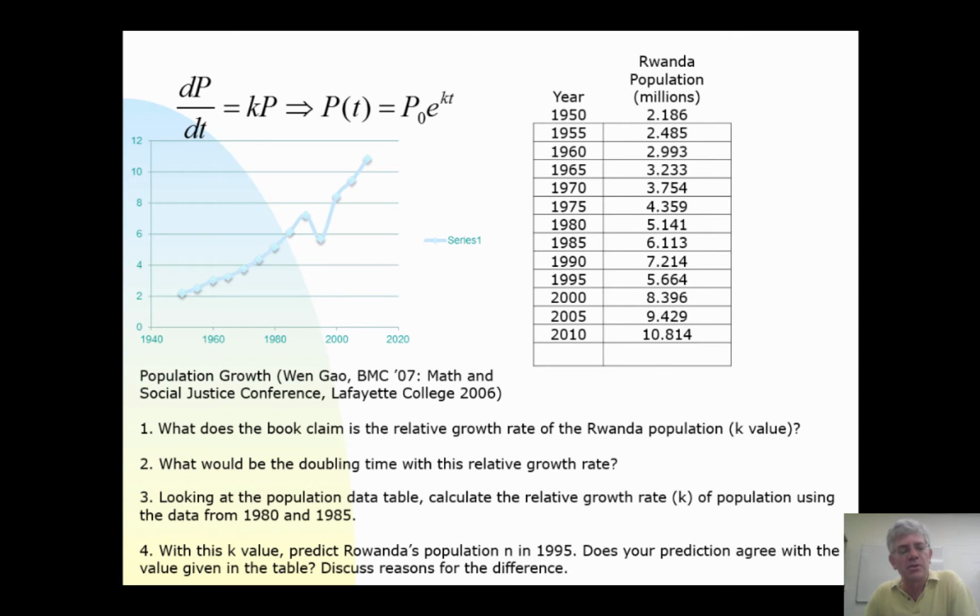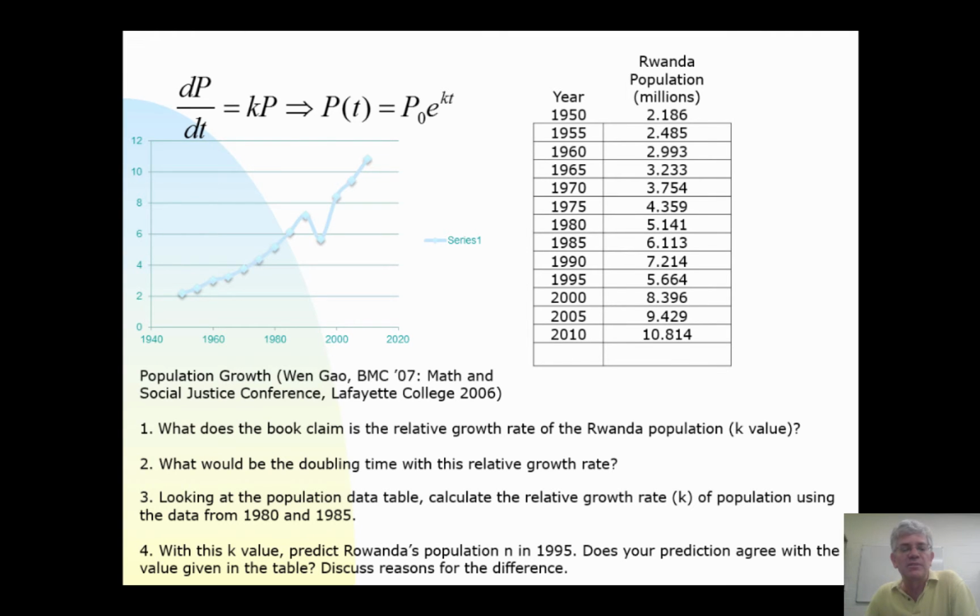So the assignment we made up, one of my students, Wen Gao, who graduated in 2007, worked on this, and it grew out of a conference we both attended at Lafayette College in 2006 on math and social justice, was taking material from the chapter on Rwanda and turning it into a population growth problem. Here I'll give you a minute to look at the assignment and the data.